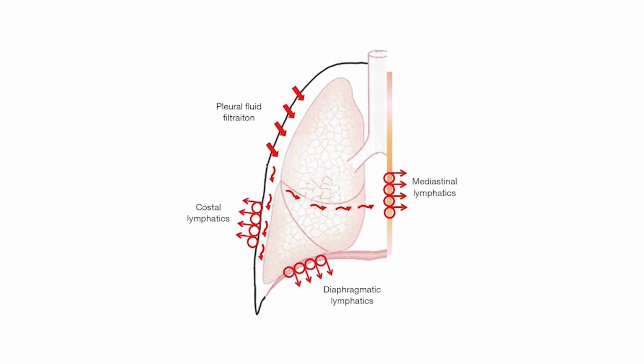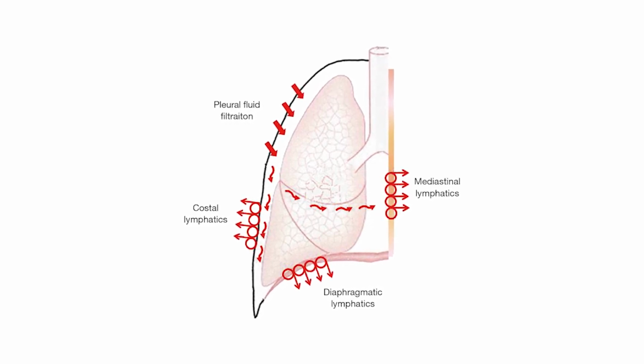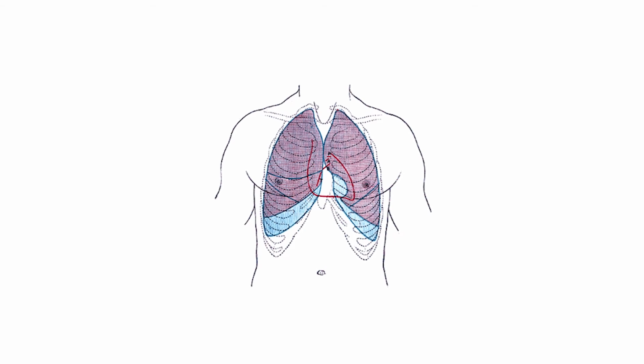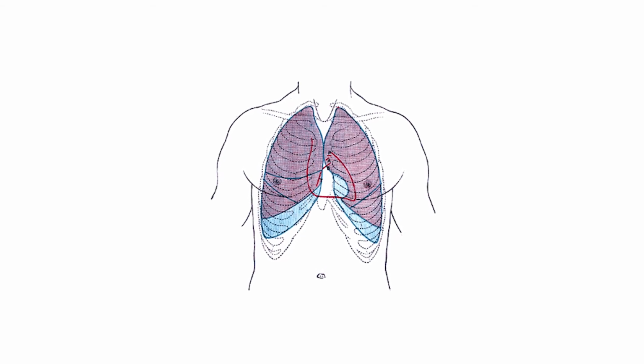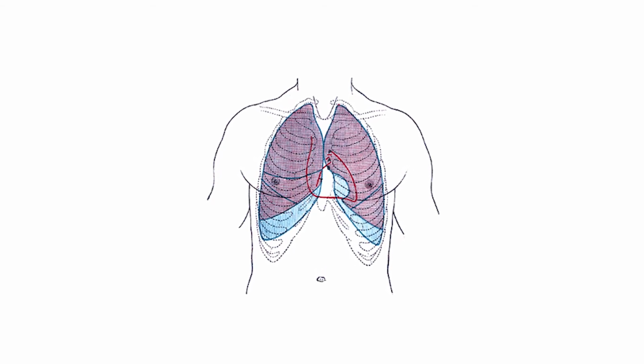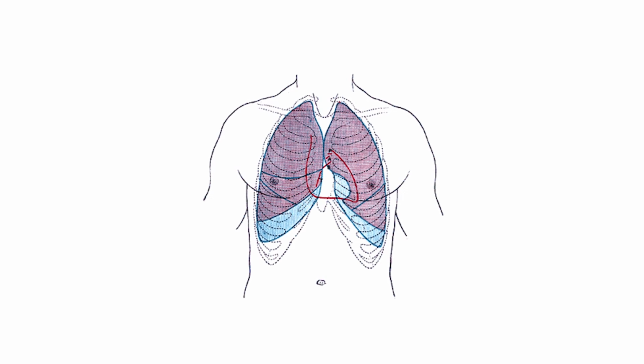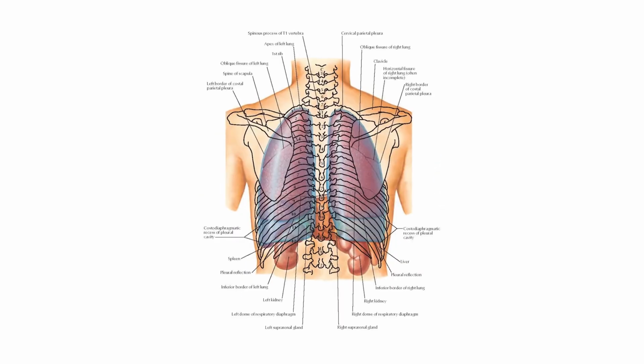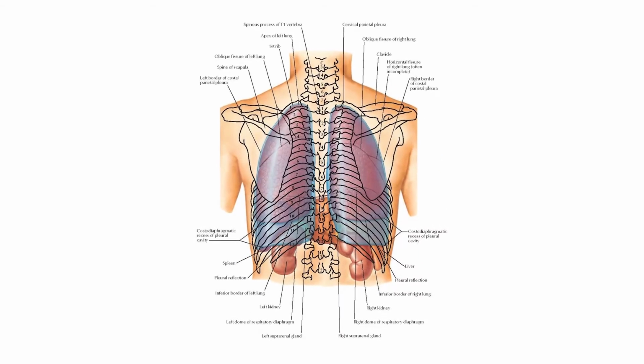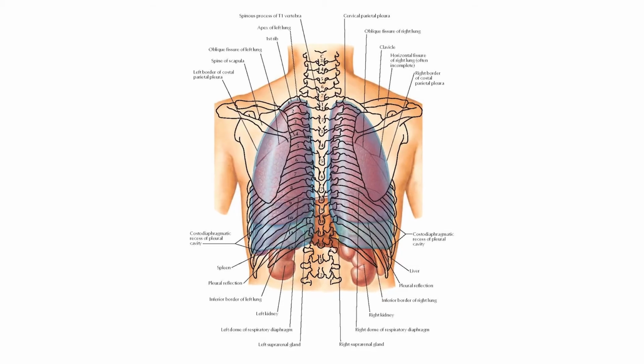Let's see the surface marking of pleura. The cervical pleura is represented by a curved line forming a dome over the medial one-third of the clavicle with a height of about 2.5 cm above the clavicle. Pleura lies in the root of the neck on both sides.